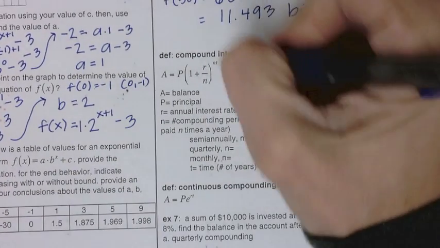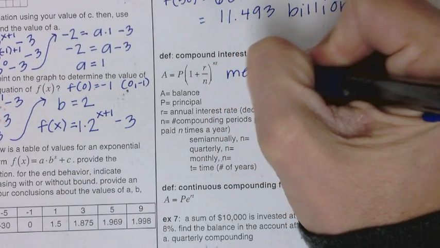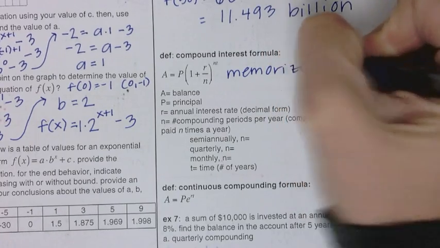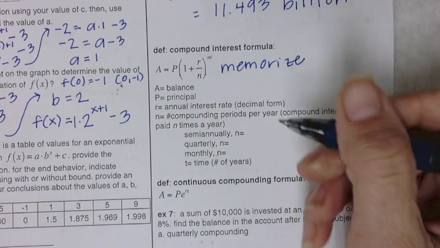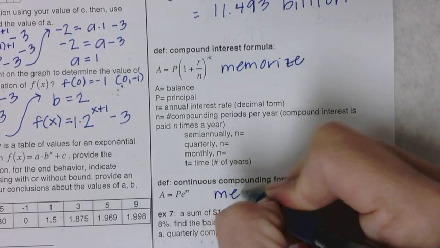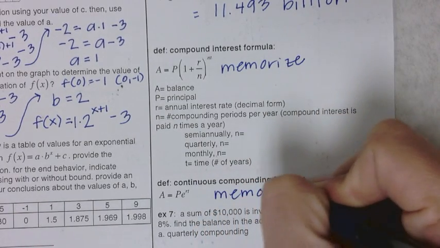Okay? The last part is compound interest formulas. I'm going to tell you, you have to memorize these. You learn these in Algebra 1 or Math 1. You learn them again in Algebra 2 or Math 3. And so at this point, you should be able to memorize these.